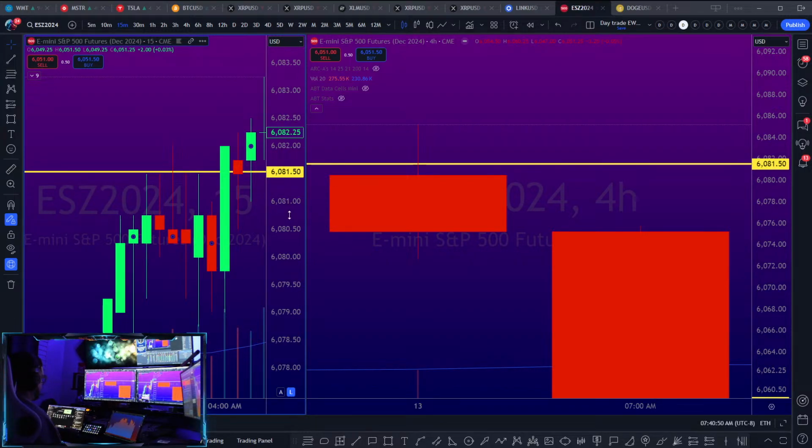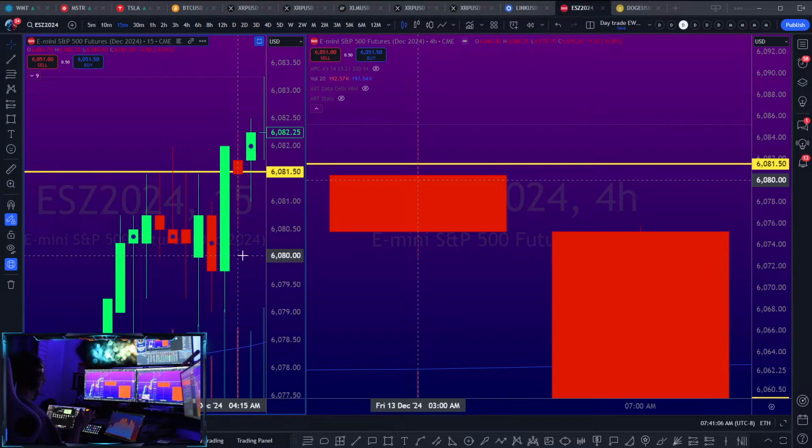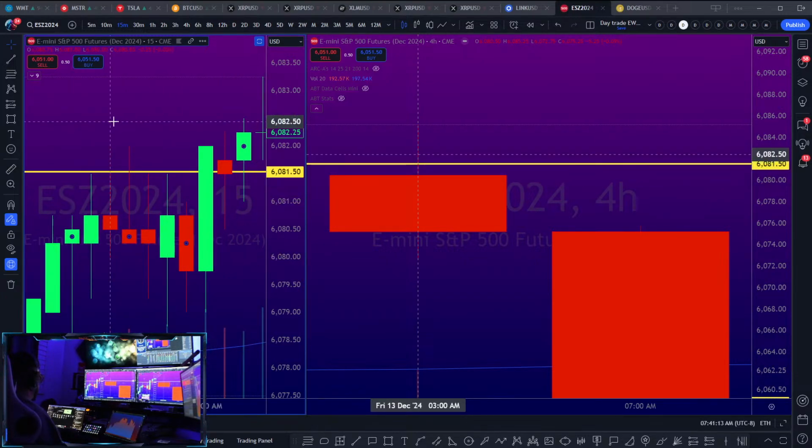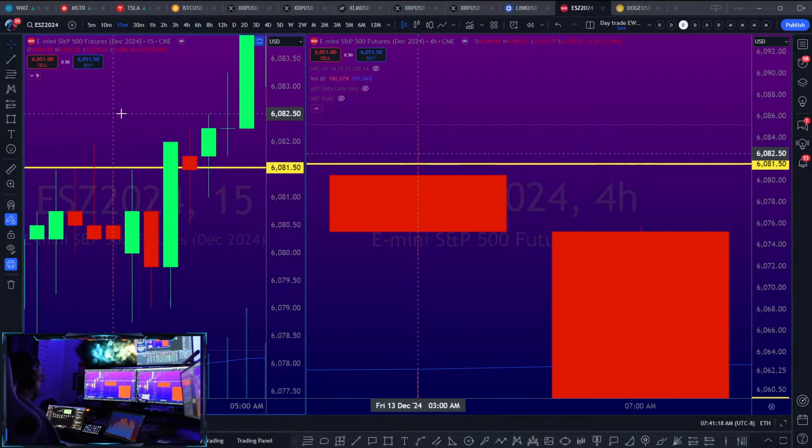6,080 would be your whole. 6,080.25 would be your quarter, 6,080.50 would be your half, 6,080.75 is 3/4. So it's whole, quarter, half, 3/4, whole. That's how the point system works here in the ES and futures trading. You're using a quarter tick system, and every tick that you get towards the upside or downside for one contract is worth $12.50.